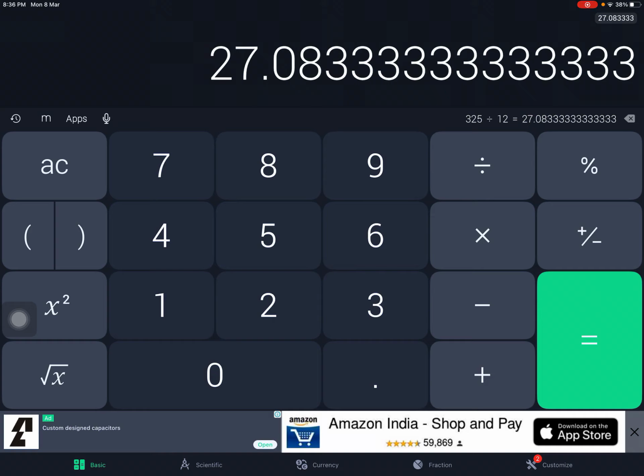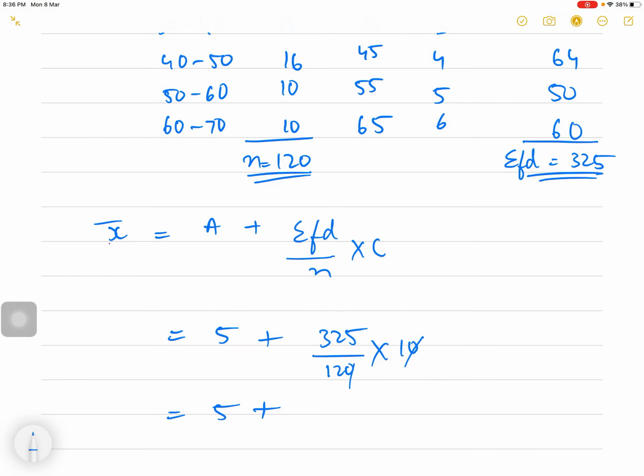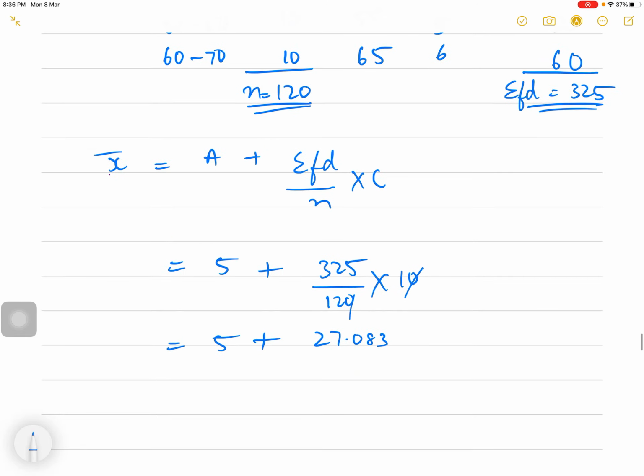325 divided by 12 is 27.083. So 27 plus 5, so 32.083. This shall be the answer.